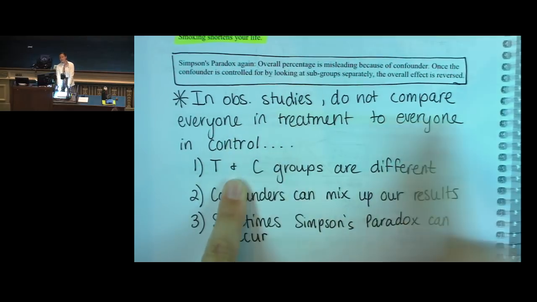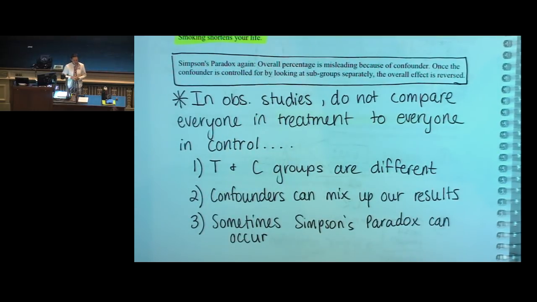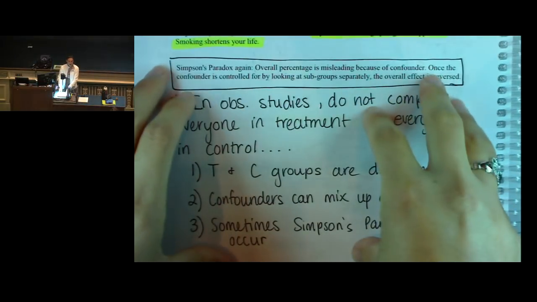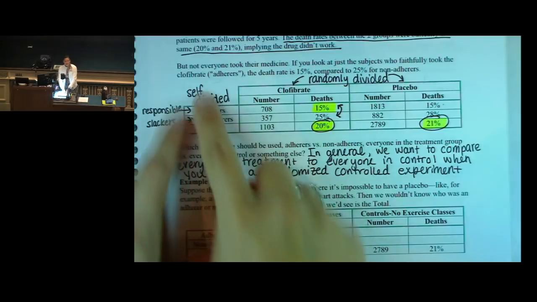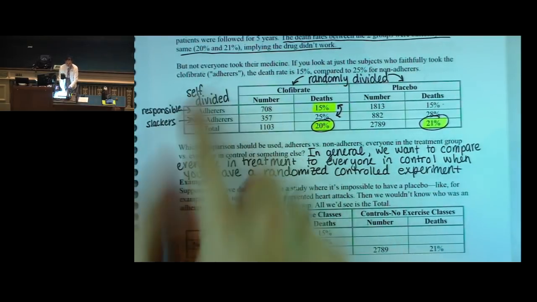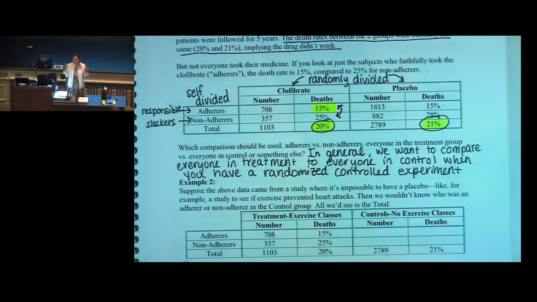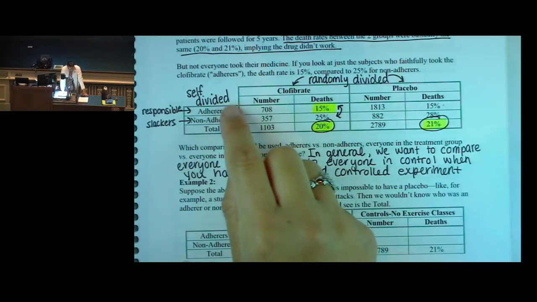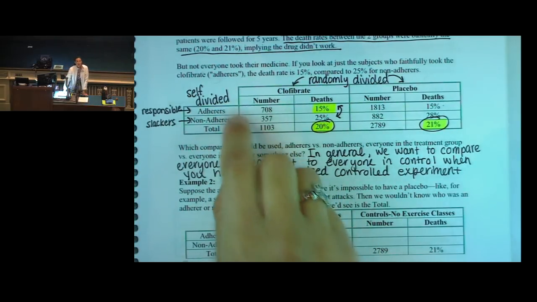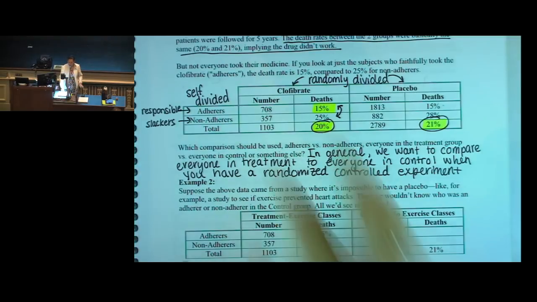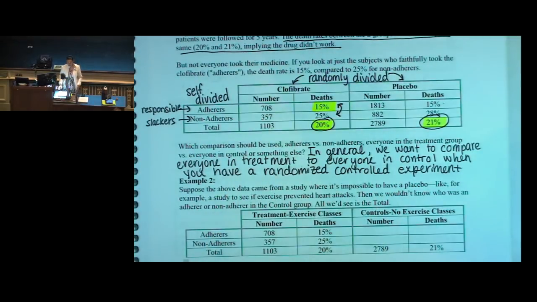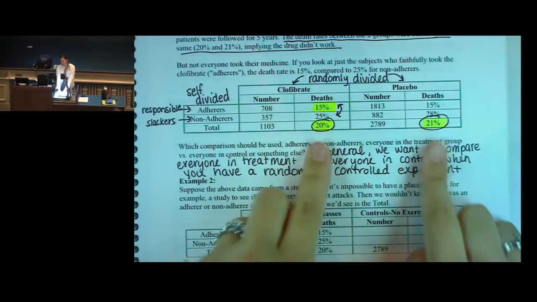So I said never compare everyone in treatment to everyone in control. That's if you start off with a bad experiment. Here, I started off with a good experiment, and I don't want to contaminate it with bias by looking at adherers and non-adherers. Sometimes, sure, in an ideal world, there would be no adherers and non-adherers. Everyone would just do what they're supposed to do. But if this happens, and it's common that it does, this is the best way to deal with it.